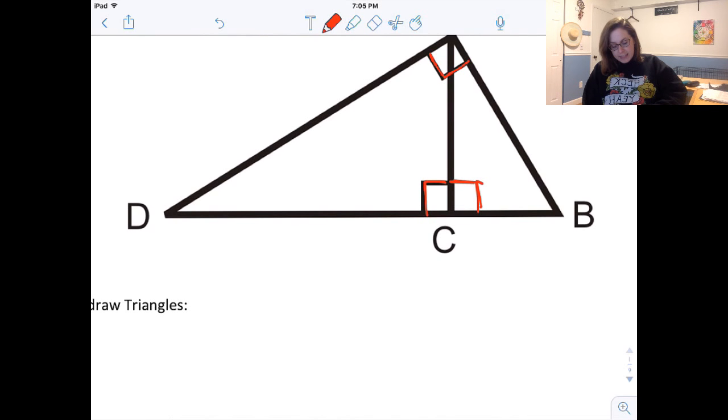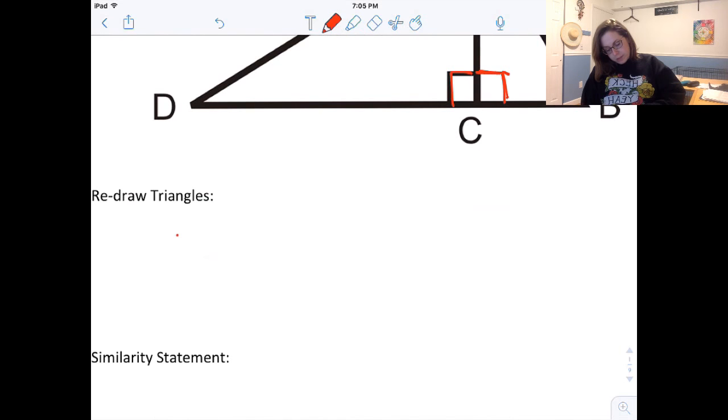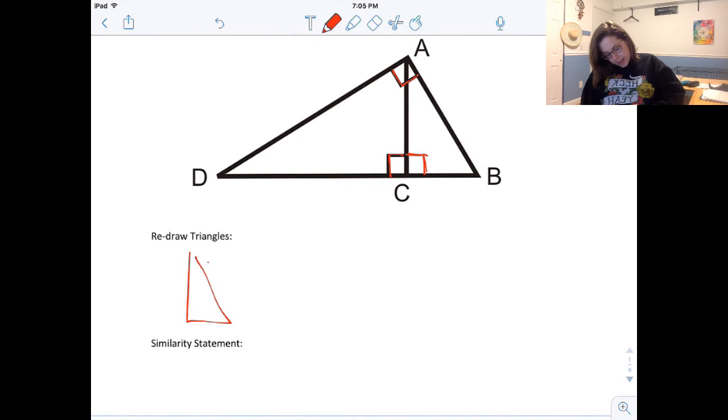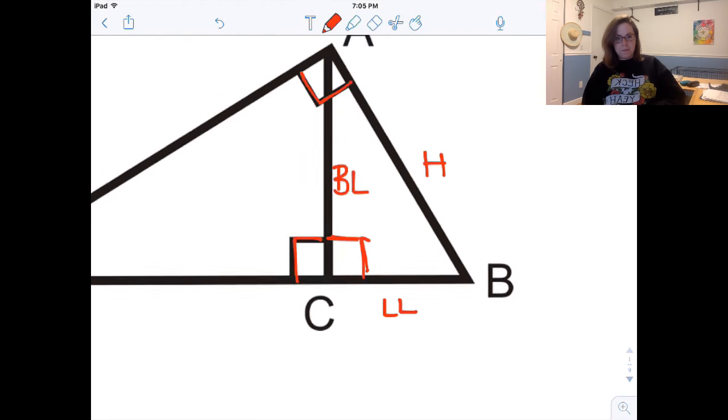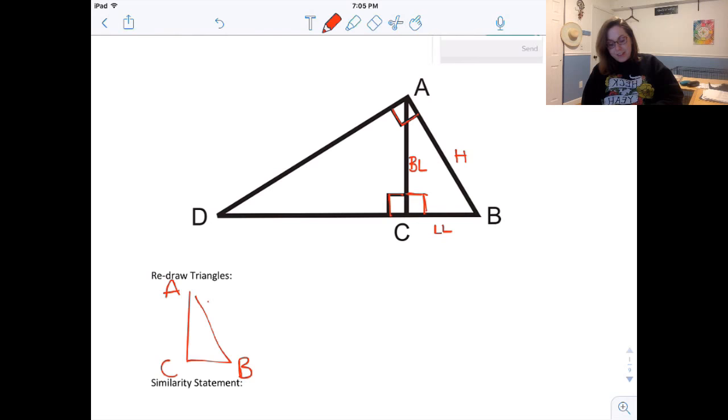So I'm going to say ACB. That would be this triangle. So A is up here, C is over here, B is over there. And so notice this is the little leg, this is the big leg, and that's the hypotenuse, right? So that's what I'm going to think about.